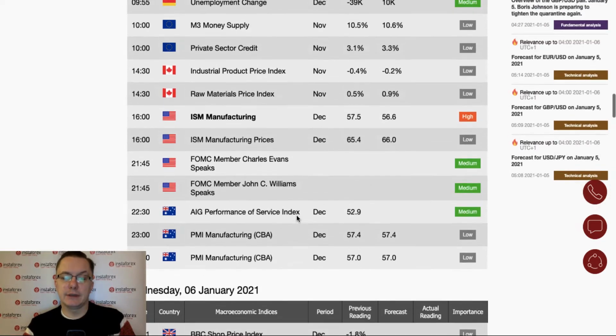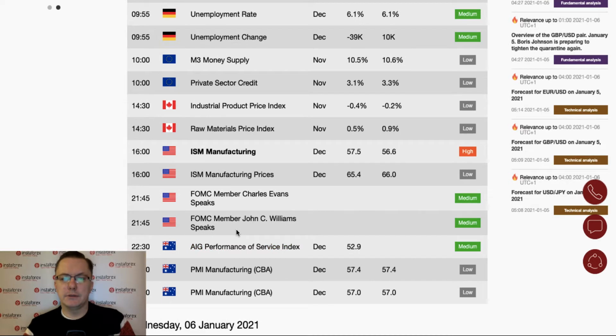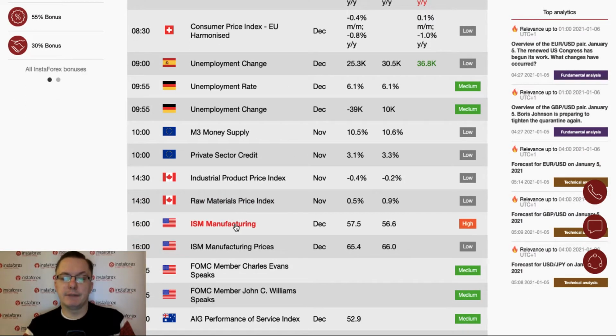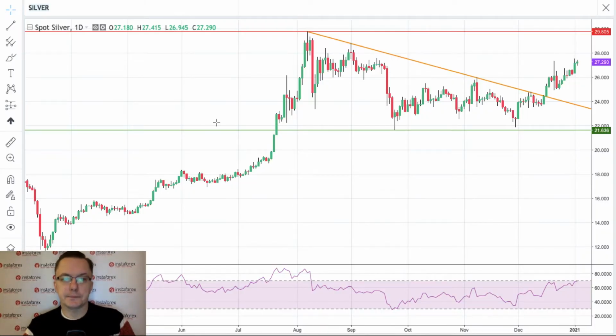And during the night we got some data from Australia, the AIG performance of services index and PMI manufacturing. So not really a busy day for the markets, but ISM manufacturing is definitely the highlight of the day. So let's take a look at the silver, gold, Japanese yen and Swiss franc relative to the American dollar.